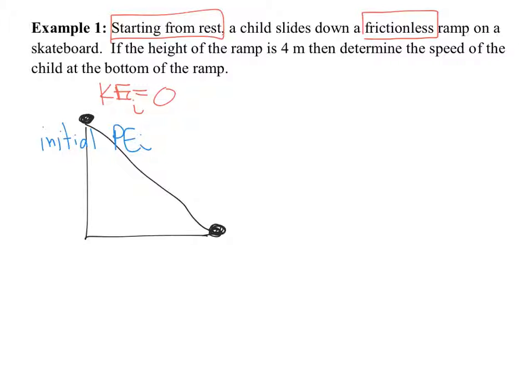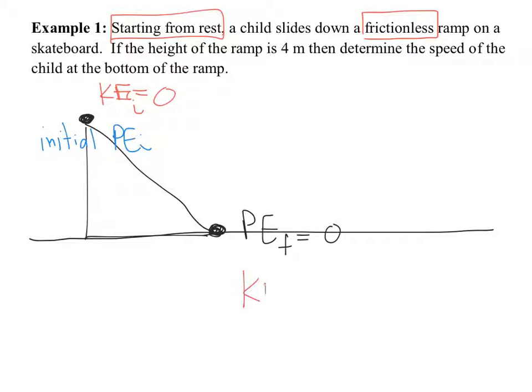At the end, when it's at the bottom, what's the potential energy at the bottom? Zero. Why? It has no height. Potential energy is a function of height or compression for springs. In this case, it has no height at the end, so the potential energy at the bottom is zero. What does it have since it's moving? It has kinetic at the end.